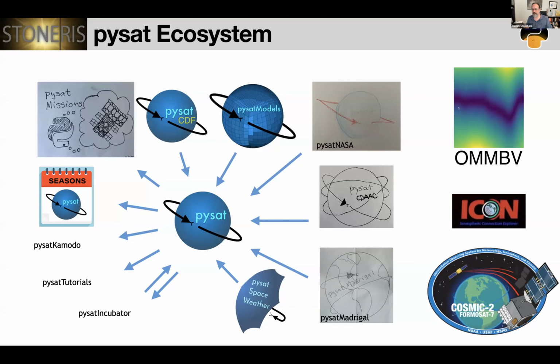There are some supporting packages. OMMBV is a magnetic basis vector package that I've written. It's not directly a PiSat package, but to couple its outputs into mission operation or mission files, it actually uses PiSat for that coupling. And that's being used specifically on the ICON and Cosmic 2 missions, where the outputs from OMMBV end up in these public files for science data analysis.